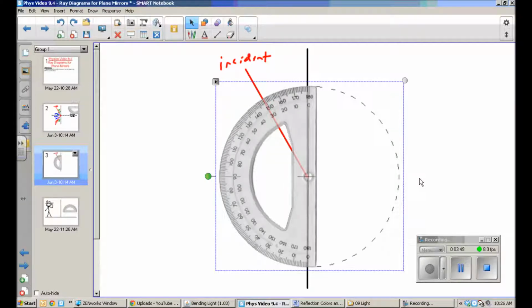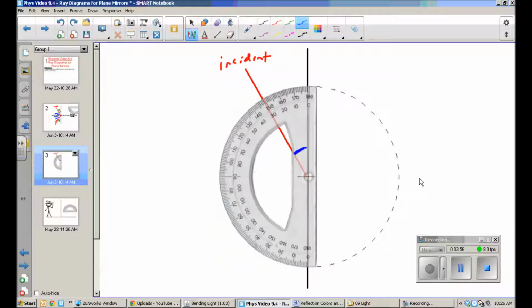Okay, and then what you can do is kind of cheat. There's not really a name for this, so I'm going to call this angle here my cheater angle of incidence. All right, so that angle is 10, 20, 31 degrees. Well, that means that my angle on the other side also has to be 31 degrees. So 10, 20, 31 degrees. And then draw on your reflected beam. 31 degrees.